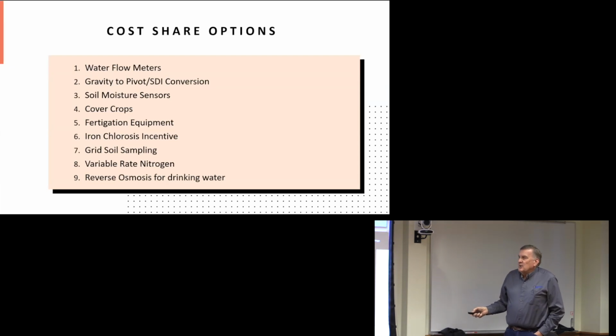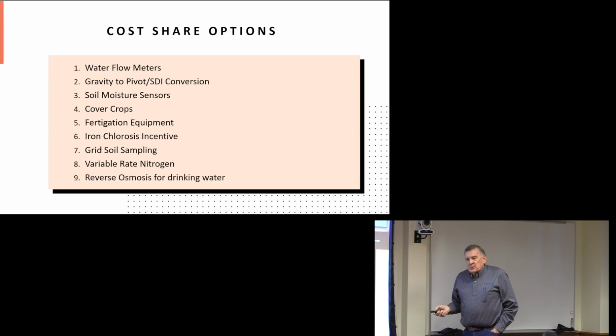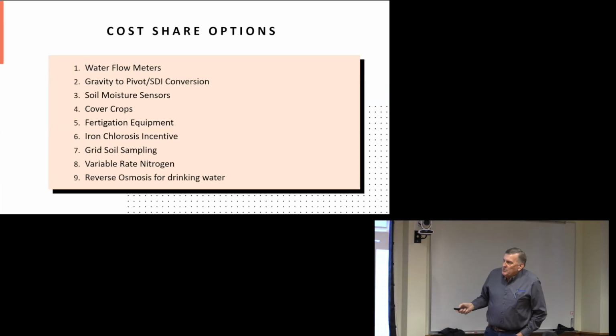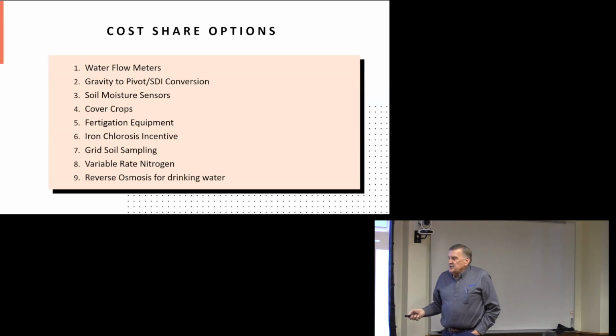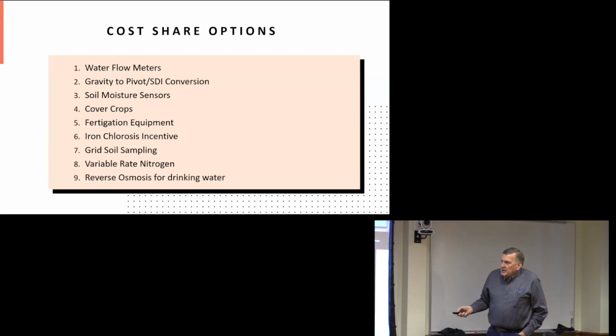Fertigation equipment, iron, closest incentive. Soybeans is tough to grow in that area, so there are some products out there that can at least get the yields up. So we are cost sharing. There's a couple co-ops that can sell it. Again, grid soil sampling. We do cost share the variable rate nitrogen. We did do a project with the Sentinel company. We got a couple fields. We did the in-season nitrogen, and we got another one coming this coming year.